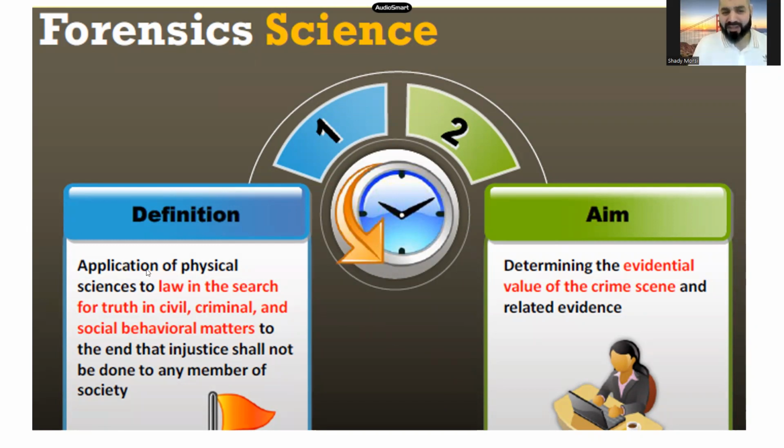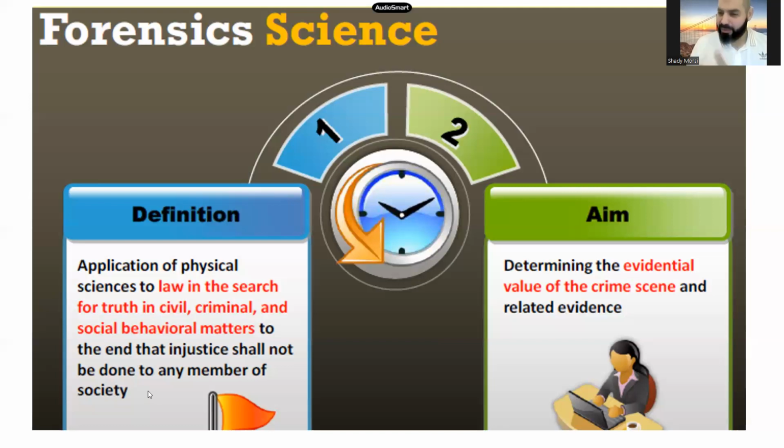So here it is: application of physical science to law. Basically, we understand our physical environment and our physical laws, like for example gravity. There is also a physical law about how, when you shoot a bullet, this bullet will react according to the physical law and the physical environment. So this is all part of the physical science to law. In the search for truth in civil or criminal or social behavior matters, to the end that injustice shall not be done to any member of the society.